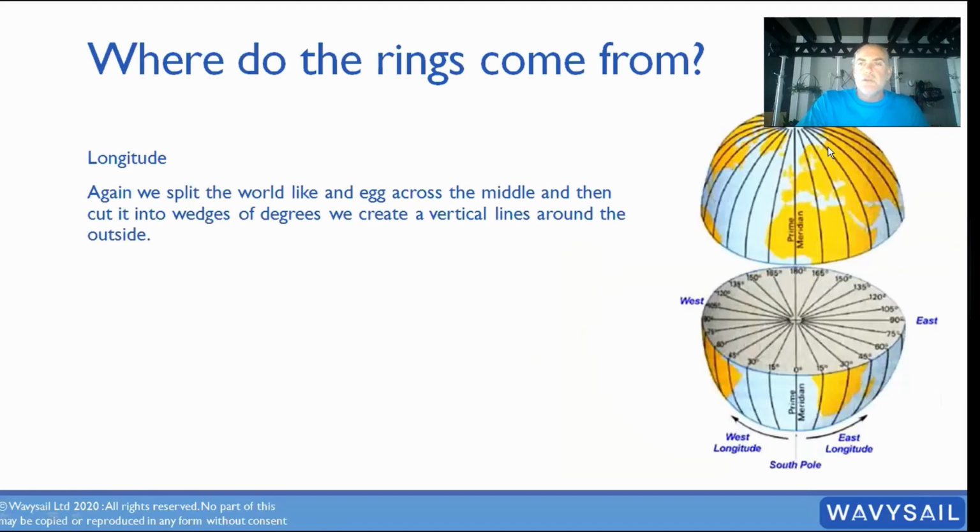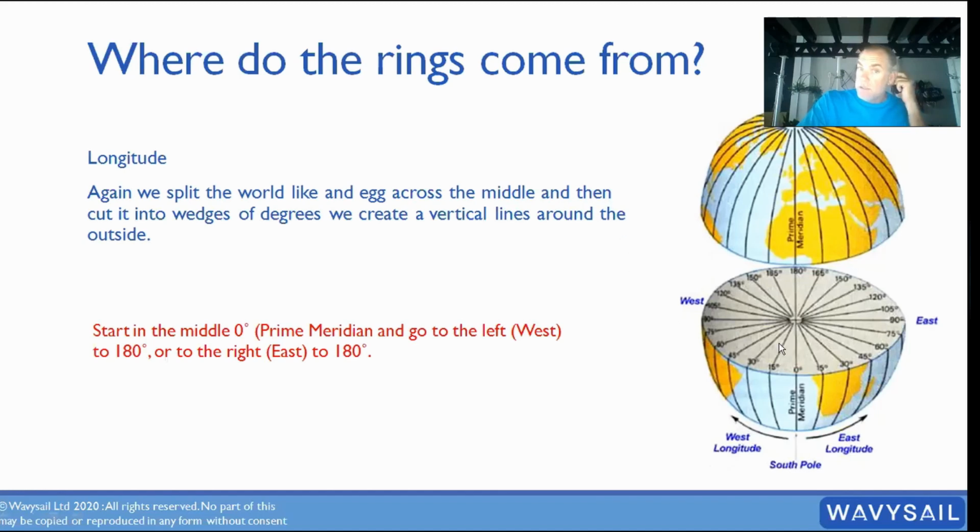Longitude, we do exactly the same thing. We egg the world again, except this time we're doing it vertically. Okay, so we take the world and we start at prime meridian and we go 180 degrees one way and 180 degrees the other way. Okay, and then we create vertical lines on those degrees. So we've got 180 degrees to the west and 180 degrees to the east. That's prime meridian. At 180 degrees either side is your international date line. So that's where our international date line comes from.